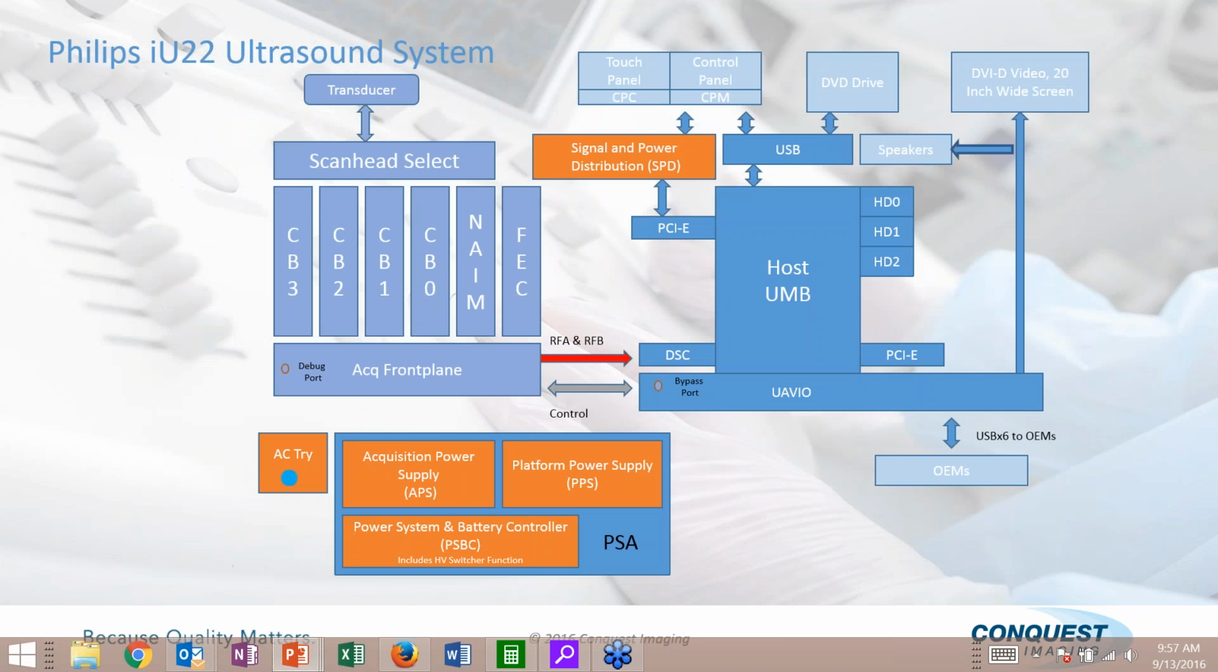And this is one of the most common systems out there, our Philips IE22, IE33. We have our front end, we have our channel boards. Our channel boards of transmit and receive. Our front end controller tells them what to do. Our name board is used for initial processing before everything goes back to the UMB or the EMB for processing, and everything's displayed on our screen up here. And then we have our power supplies down here.